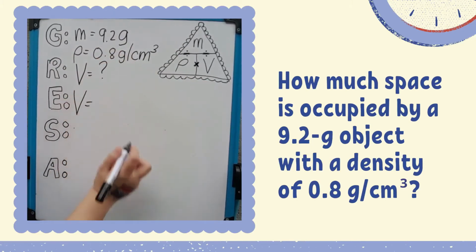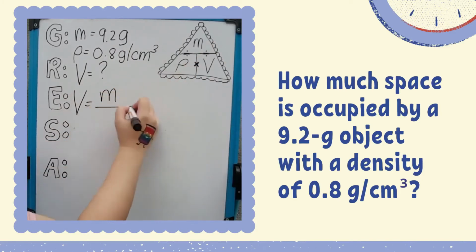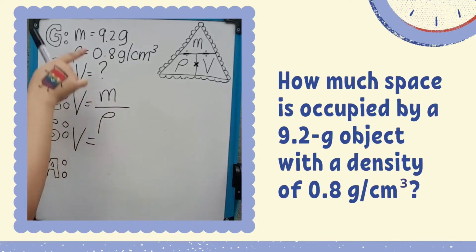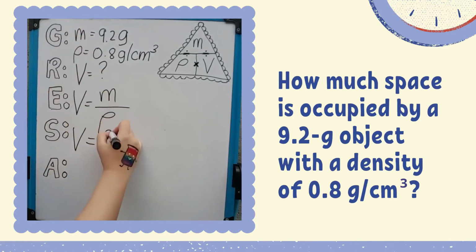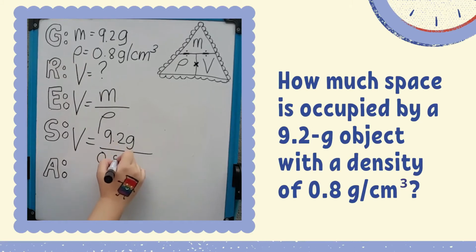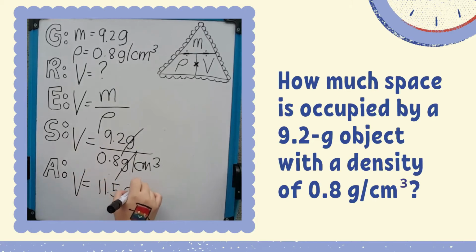In solving for the volume, we just have to divide mass by density. For the solution, V is equal to 9.2 grams, which is the mass, divided by 0.8 gram per centimeter cubed, which is the density. Cancel out the unit g, then the volume will be 11.5 centimeter cubed.